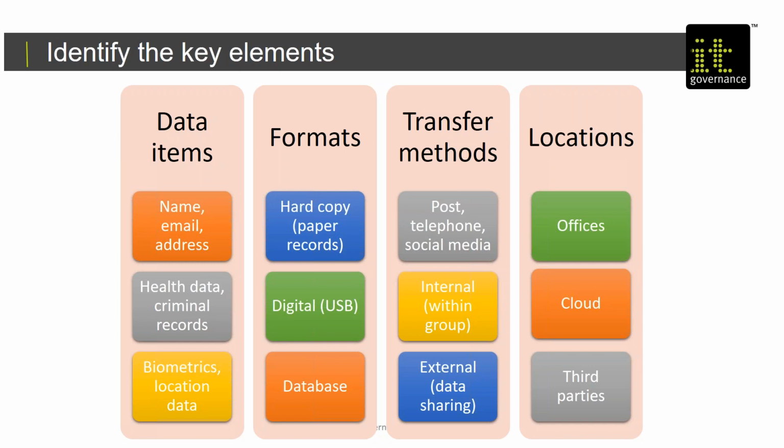You also need to consider, where is the data being collected and stored? Is it stored in an office, in a database? Is it with a supplier or another third party? Is it in a cloud or in a backup? So there are 4 key elements in a data flow audit: your data items, your formats, your transfer methods, and your locations. And depending on the scale of your processing and size of your organization, you may find that it will be necessary to draw separate data maps for each individual project or operational process.